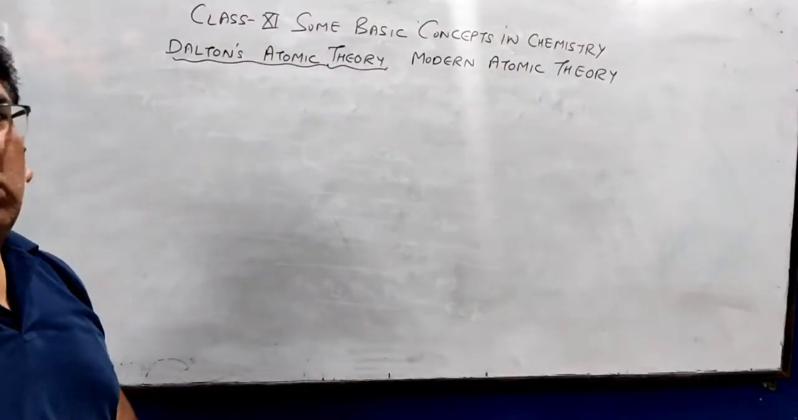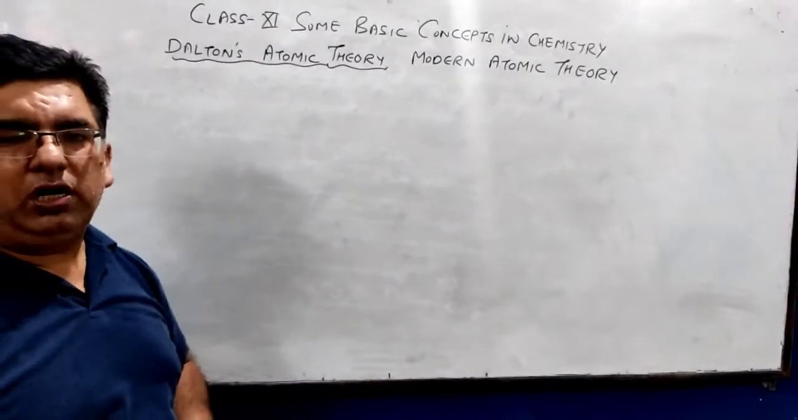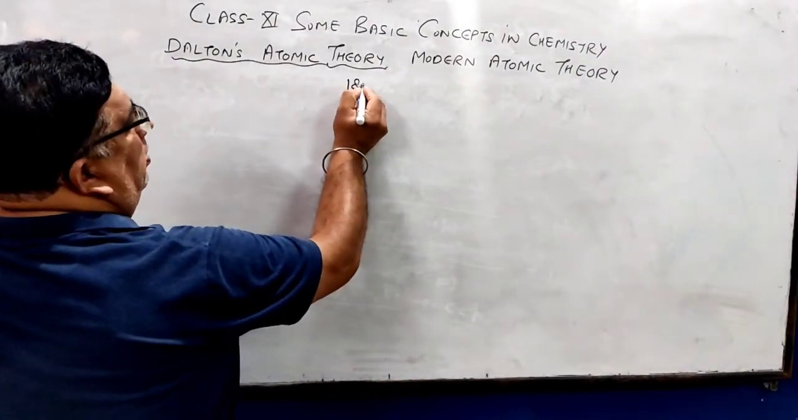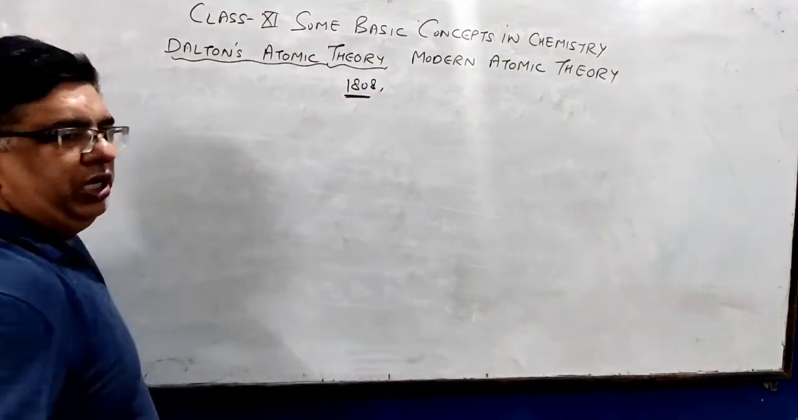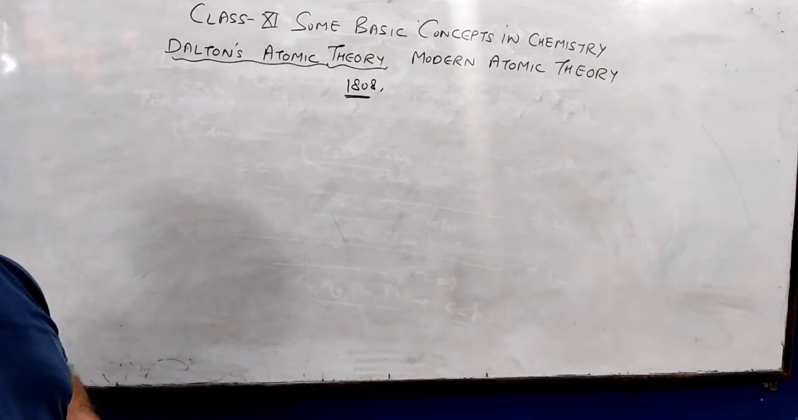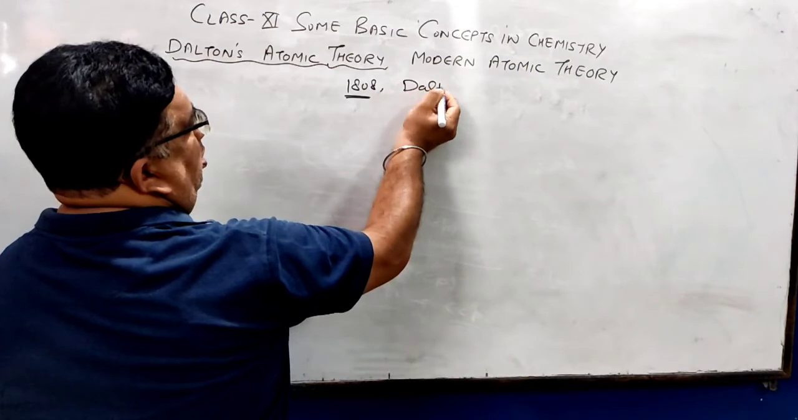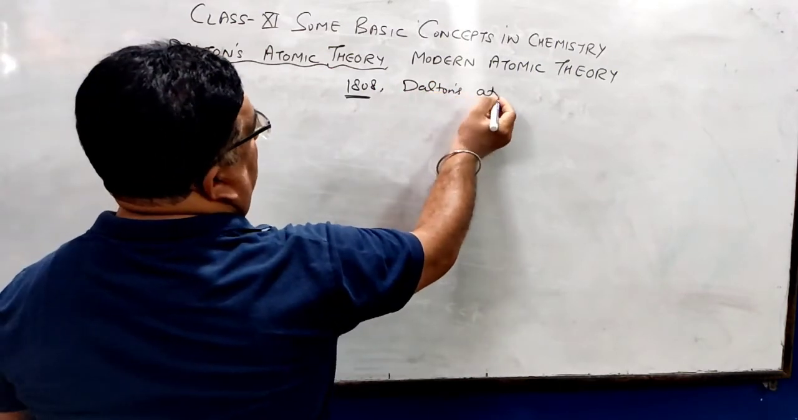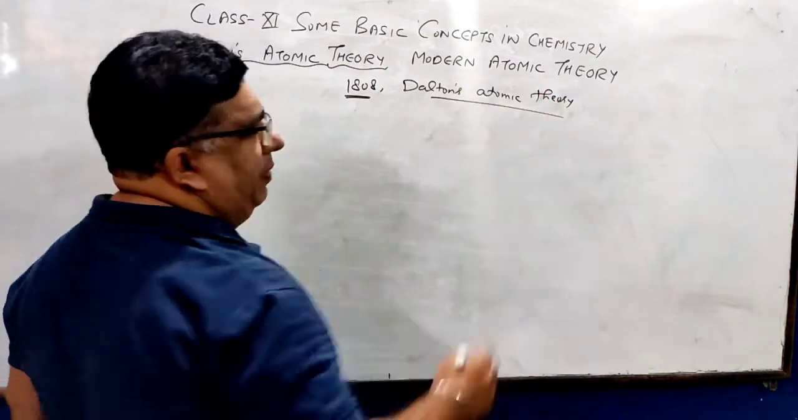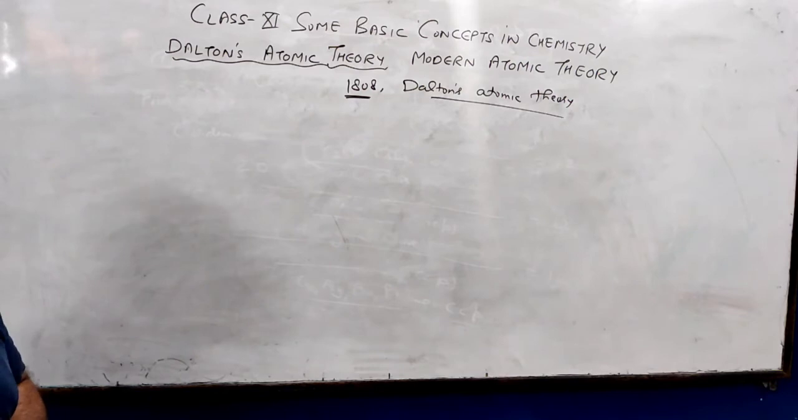You have studied the law of multiple proportions. That law was given by John Dalton, and he also gave a theory in 1808. This was the first theory which covered all the aspects of different elements at that time, and this theory is known as Dalton's atomic theory. You have studied the main points of this theory in 9th standard also.